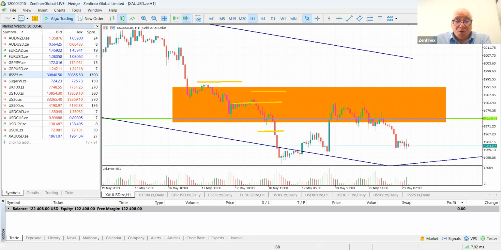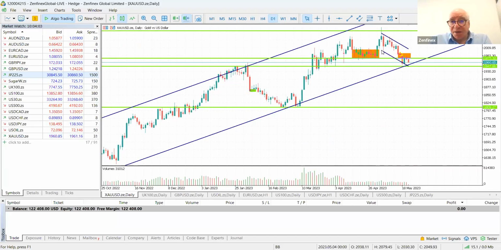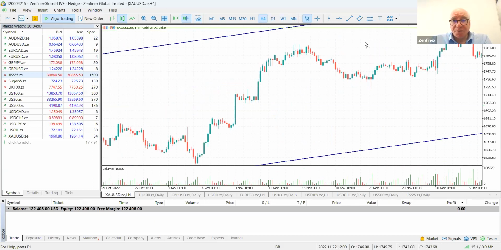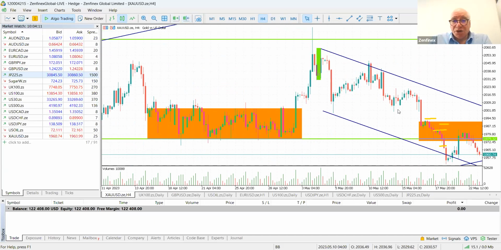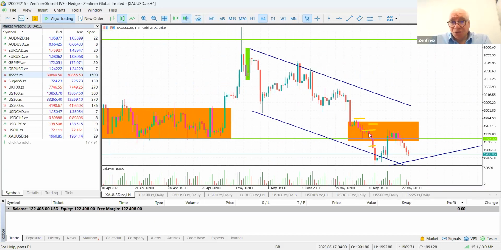The first one I want to look at is some analysis that we did on Thursday. I will get rid of all these lines in a minute, but I want to show you what we analyzed on Thursday. If I go from a daily perspective, in fact, it might be better to do a 4-hourly perspective so you can see. So we were really looking at this structure here.